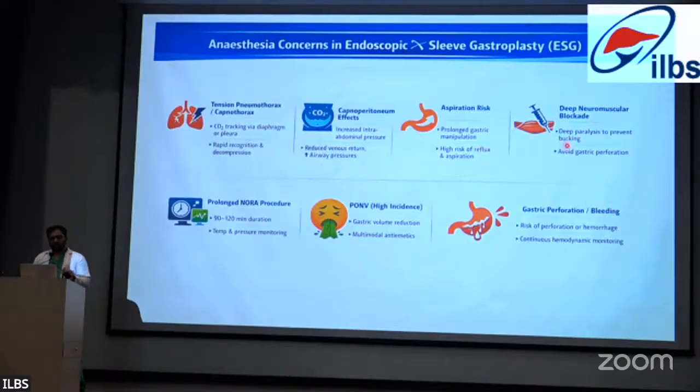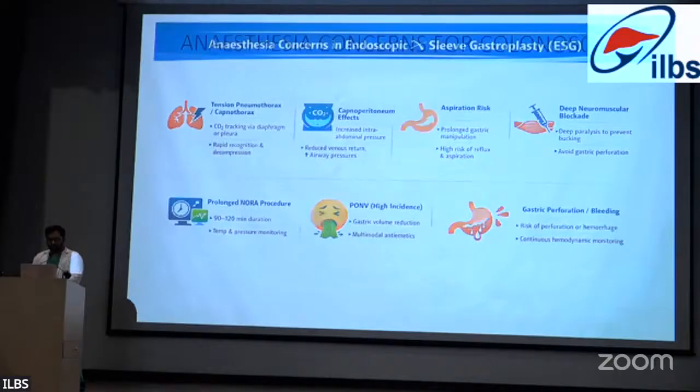Now, deep neuromuscular blockade is required when the suture is being taken to prevent gastric perforation. These procedures can range from 90 to 120 minutes. So temperature monitoring and pressure monitoring are necessary. These patients have a higher incidence of post-operative nausea and vomiting. So multimodal antiemetic should be mandatory for these patients.